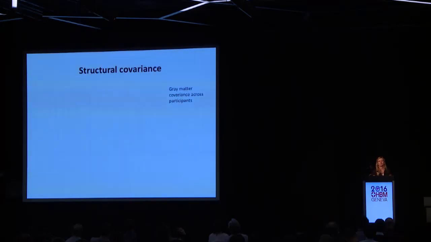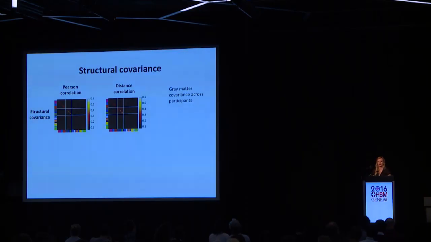Finally, we were slightly worried that all these improvements might be due to the fact that we might be picking up artifacts better with our multivariate measure. So just to be sure that we are measuring something that's close to true functional connectivity, we also compared it to a measure of structural connectivity. Our measure of structural connectivity here was structural covariance, which is based on gray matter covariance across participants. Again, we could do this with both Pearson and distance correlation. These are the structural covariance matrices that we got.